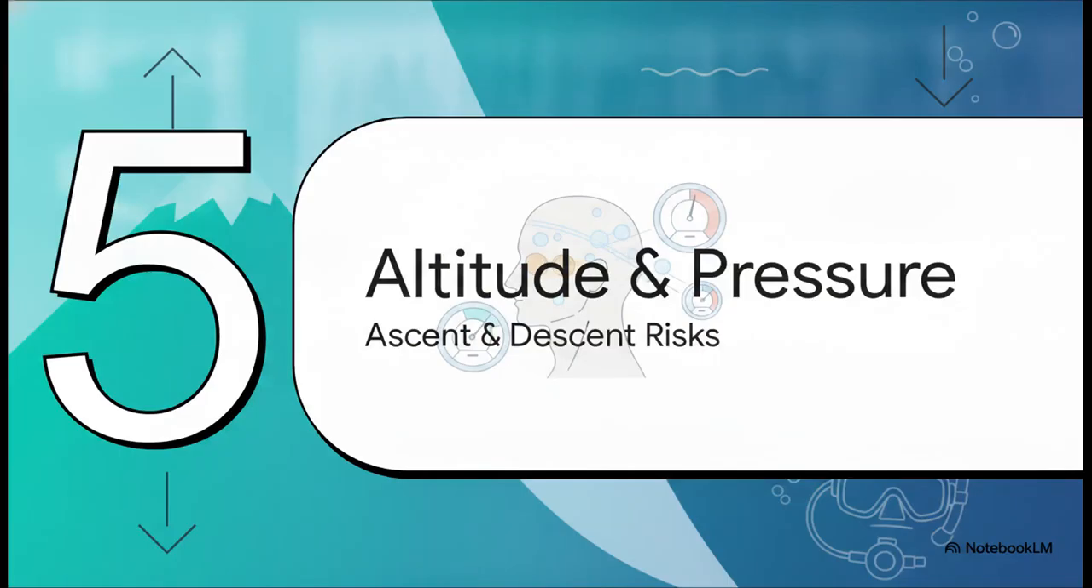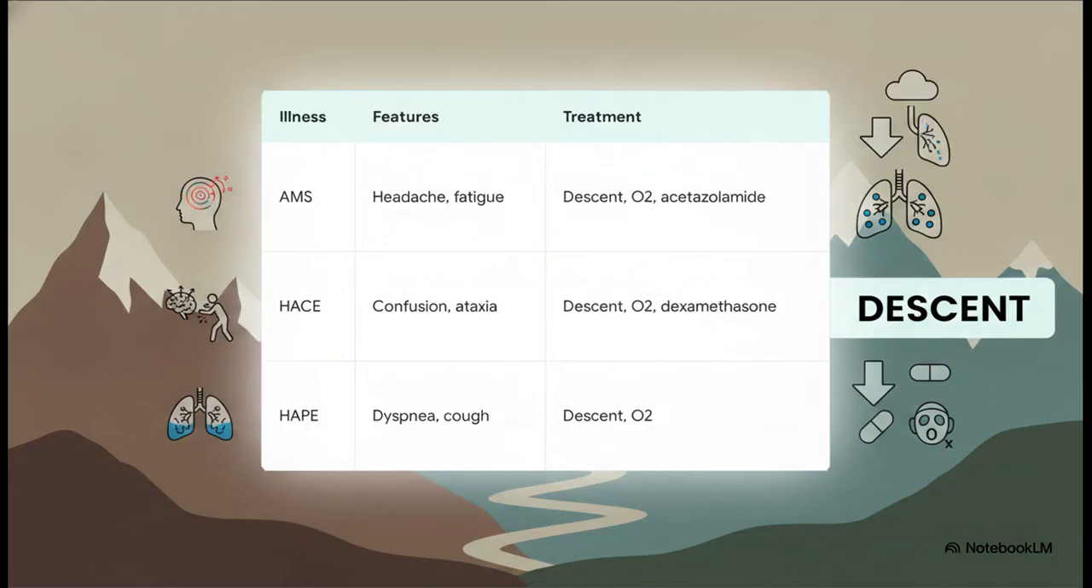Section 5. High altitude and decompression. Altitude illnesses all stem from a reduced partial pressure of oxygen. Acute mountain sickness, or AMS, brings on headache, nausea, and fatigue. High-altitude cerebral edema, HACE, progresses to confusion and ataxia due to increased cerebral blood flow. High-altitude pulmonary edema, HAPE, involves uneven hypoxic vasoconstriction leading to dyspnea, cough, and hypoxemia. For all three conditions, immediate descent is the definitive mandatory treatment. Everyone gets oxygen. Acetazolamide helps with AMS, and you'll reach for dexamethasone if it escalates to HACE.